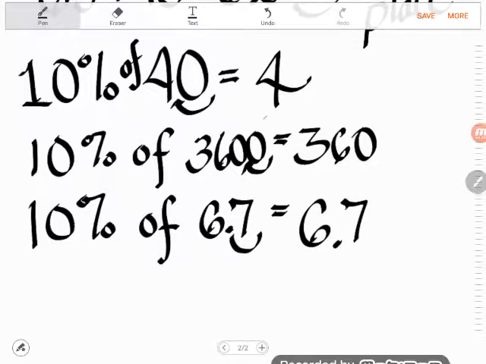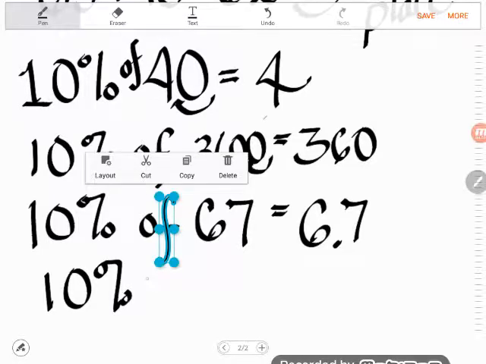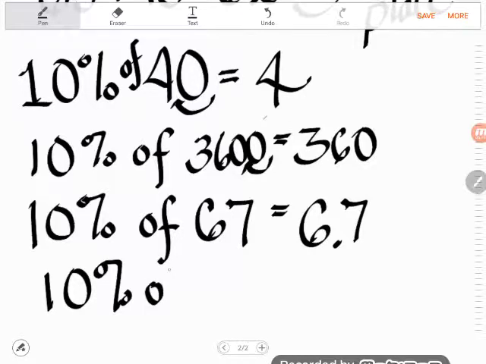Let me erase this so it doesn't look like 10% of 6.7 is 6.7. Okay. Great. Let's do one that already has a decimal because sometimes that throws students.